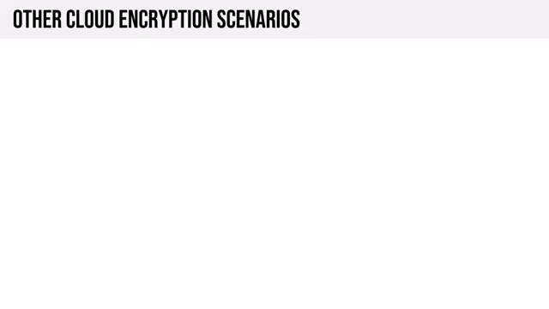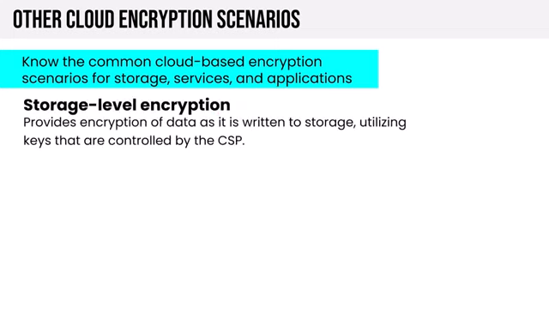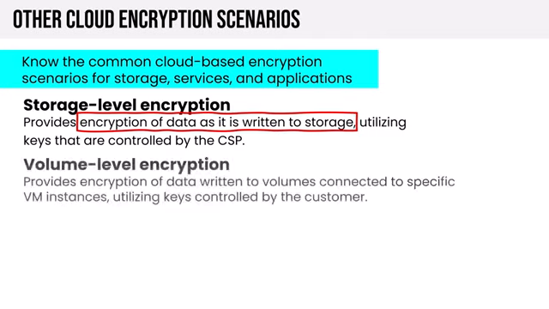There are a few other cloud encryption scenarios related to storage, cloud services, and applications you should be familiar with on the exam. We'll touch on a few of those here, starting with storage level encryption. That's encryption of data as it's written to storage, utilizing keys that are controlled by the CSP, at least by default, unless you opt otherwise. And generally speaking, you'll find that your CSPs now, AWS and Azure, for example, will encrypt data in their storage accounts by default, just out of an abundance of caution.